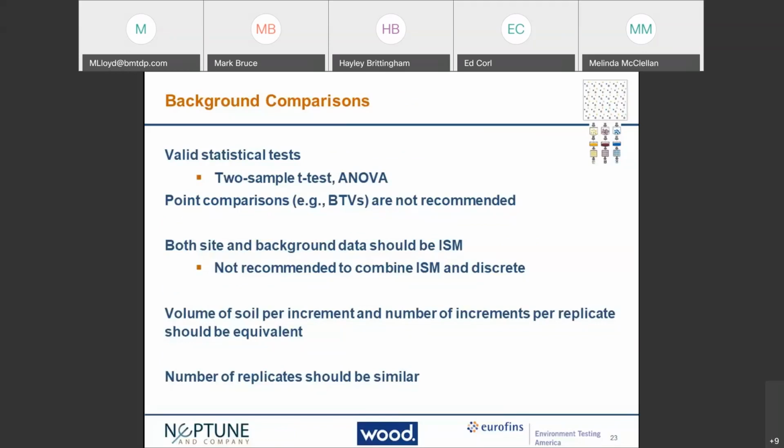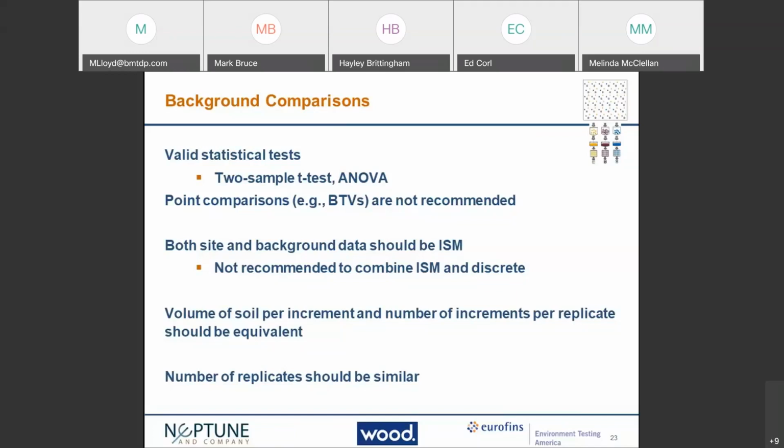And so when you do background comparisons, there are a few things you want to consider. First, both the site and background data sets should be collected using incremental sampling. In other words, it's not recommended to combine ISM site data with discrete background data or vice versa.